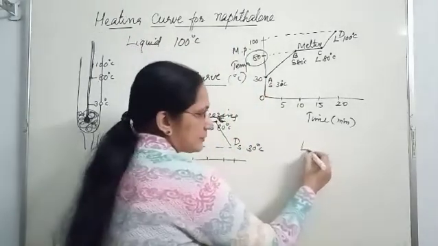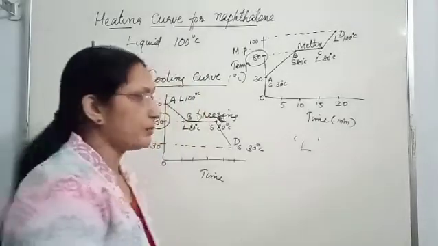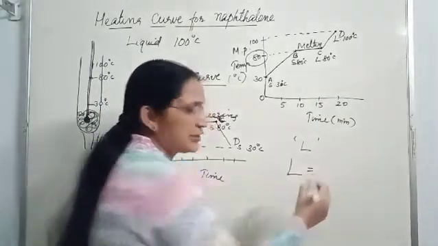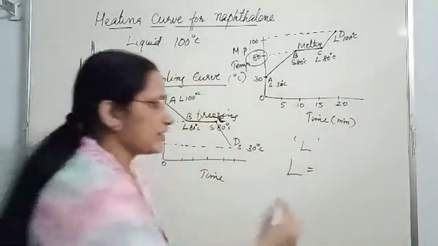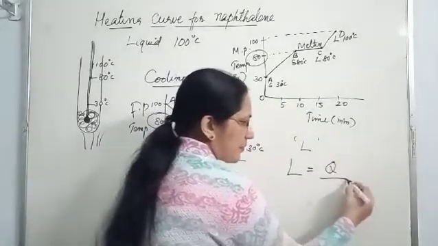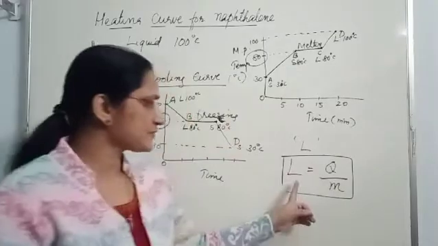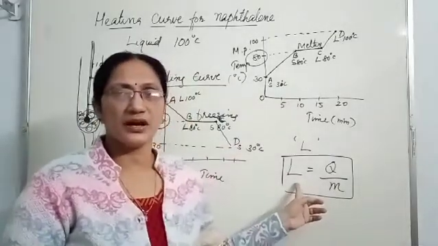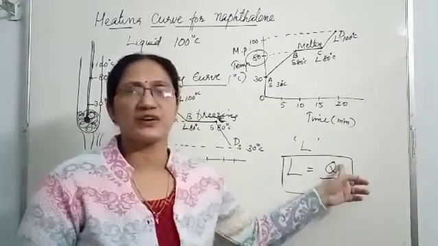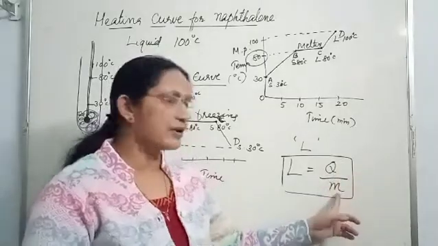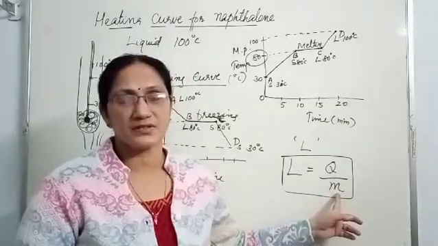And for that, the symbol is L. The formula to find the specific latent heat of fusion is quantity of heat required upon mass of substance. Specific latent heat of fusion, L is equal to Q upon M, where Q stands for quantity of heat and M is the mass of the substance.